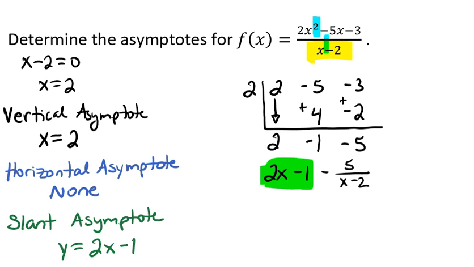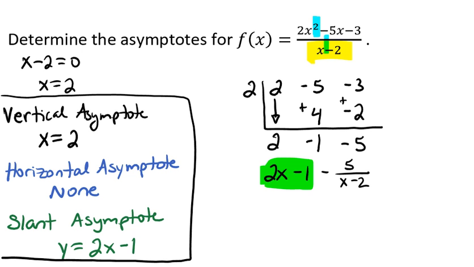And so now we found all of our asymptotes. We have our vertical, our horizontal, and our slant. And so that's how you determine the asymptotes for your rational function.